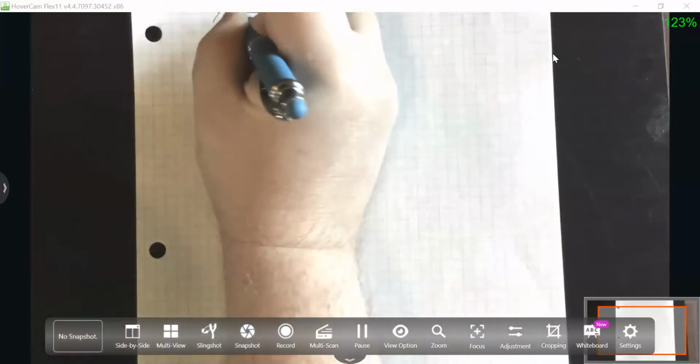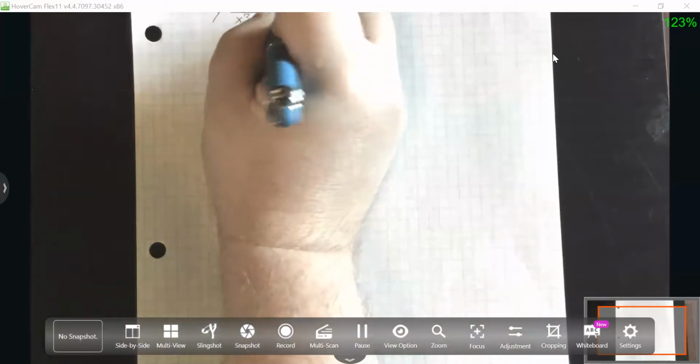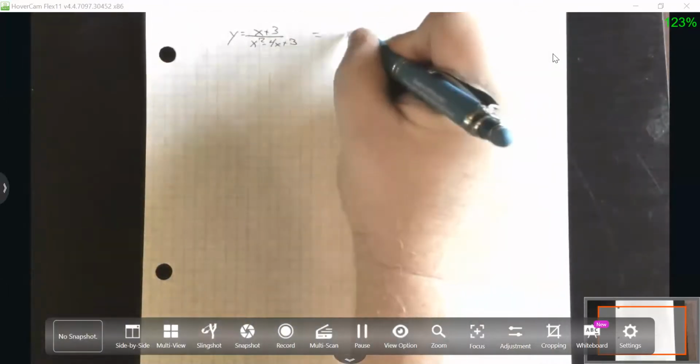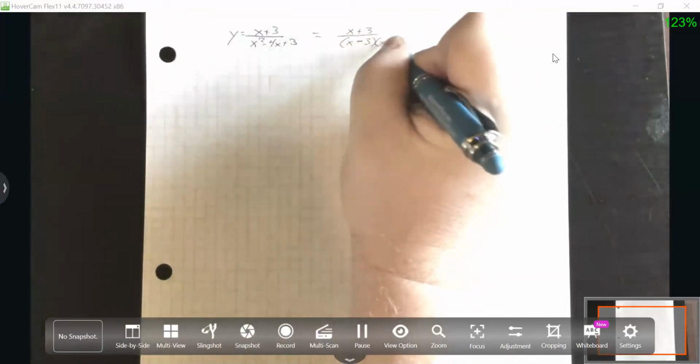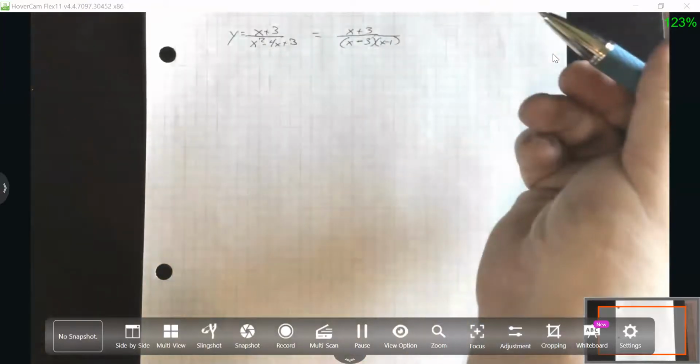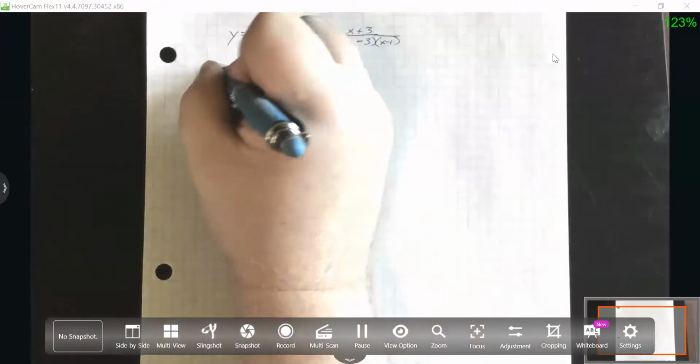So let's take a look at y equals x plus 3 over x squared minus 4x plus 3. And I'm going to run through that whole process start to finish. So first steps first, we factor. It gives us x plus 3 over x minus 3, x minus 1. That does not simplify, so we can't do anything else.